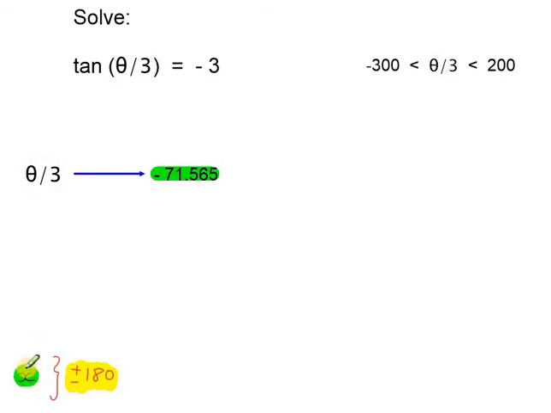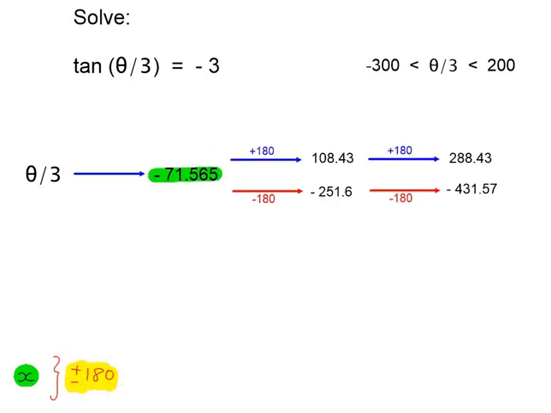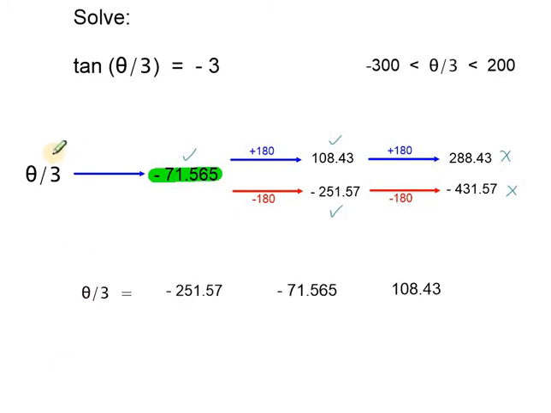So for tan, we do tan inverse of minus 3 to get the first angle from the calculator. Then we just do plus or minus 180 as many times as we need. Identify the angles which are within this interval, cross out the ones which are not, and then we list the valid angles, and remember again this is still theta over 3.